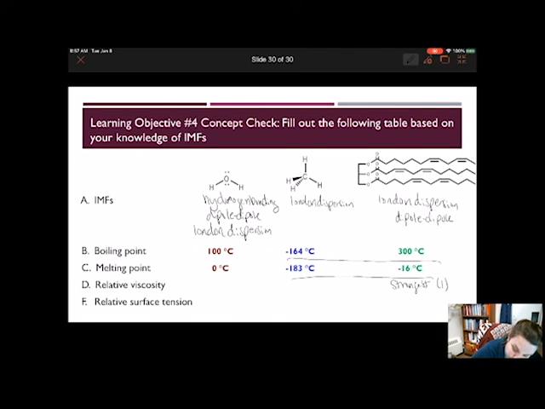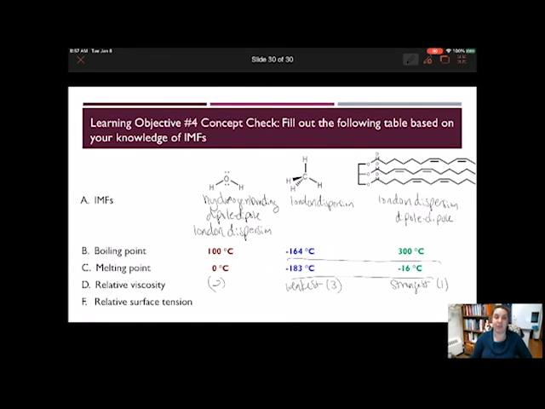So we're going to call this 1. And then our weakest, London dispersion, there's not a lot going on because it's such a small molecule. So methane is going to be the weakest here. And then water is going to be our medium one.